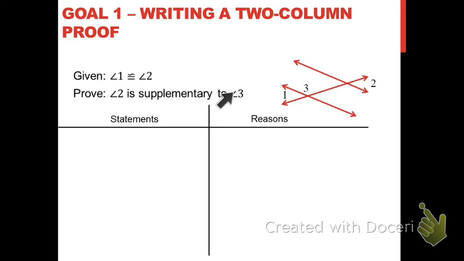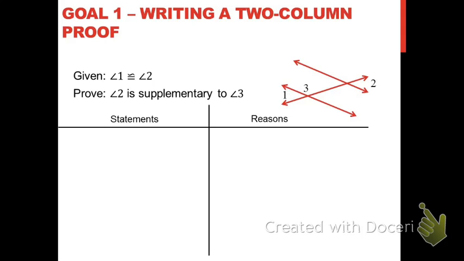Here we're told that angle 1 is congruent to angle 2. And we're trying to prove that angle 2 is supplementary to angle 3. Alright, well, one of the things that we need to understand about this is what does it mean for two angles to be supplementary? And we, of course, know that if two angles are supplementary, the sum of their angle measures equals 180 degrees. So somehow we've got to show that this angle measure plus this angle measure has to equal 180 degrees.